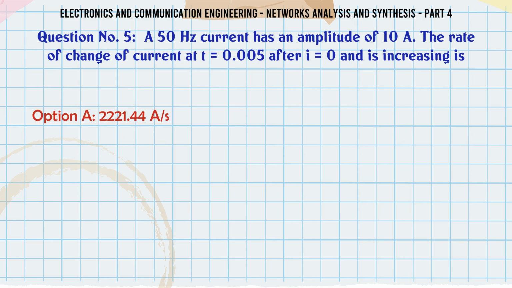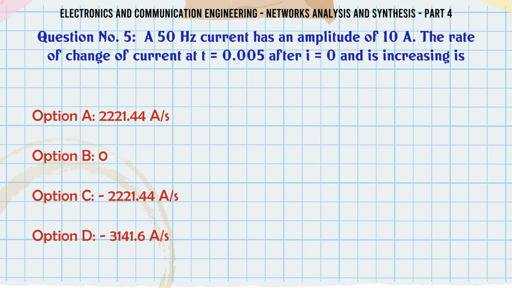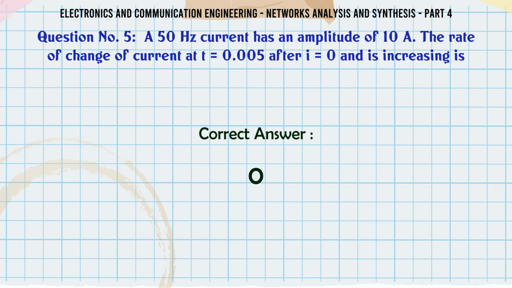A 50 Hz current has an amplitude of 10 A. The rate of change of current at t = 0.005 s, after i = 0 and is increasing, is A: 2221.44 A/s, B: 0, C: 2221.44 A/s, D: 3141.6 A/s. The correct answer is 0.